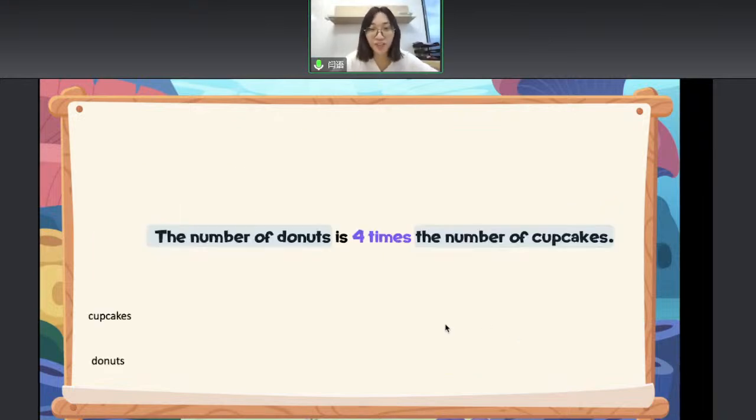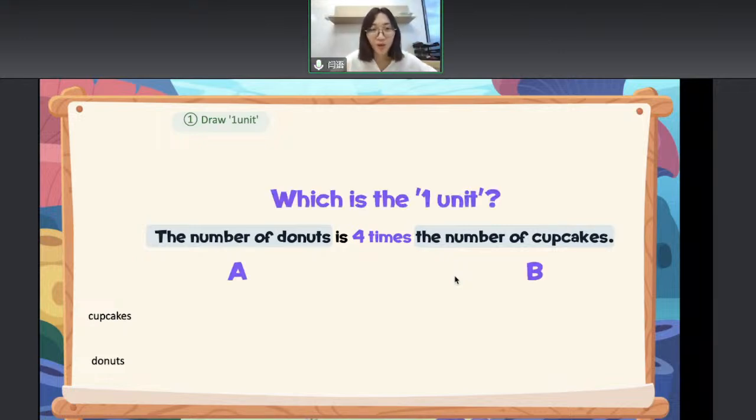And also here, I have some questions for you. The number of donuts is 4 times the number of cupcakes. Can you tell me, okay, which one is 1 unit? Which one should be shorter? Which one is fewer? Which is the 1 unit, A or B? Please type your answer in the chat box, A or B. Which one is 1 unit? Yes, 4 times the number of cupcakes. In this one, we can get cupcake should be 1 unit.